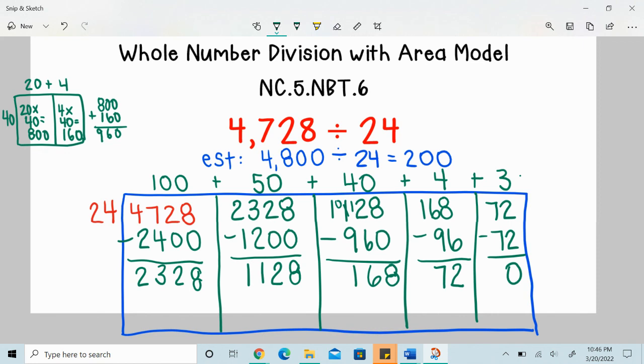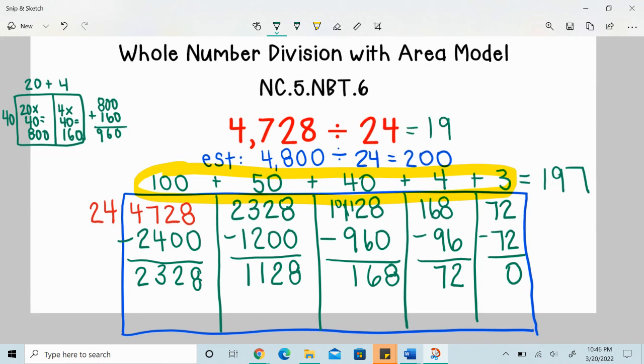So now to figure out the quotient, I just need to add all of these partial quotients together that I have right up top here. So 100 plus 50 plus 40 plus 4 plus 3. You might find it helpful to add those over to the side by stacking them vertically, or you could add them horizontally like this, but I can see that this would give me 197. So that lets me know that 4,728 divided by 24 is 197. And when I compare that to my estimated answer, I thought the answer should be around 200, and 197 definitely is close to that. So I know that is a reasonable answer.